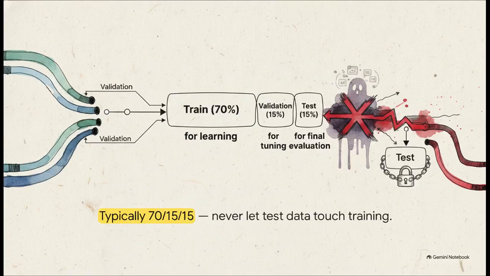Let's dig into that third step just a bit more, the standard 70-15-15 split. You're using 70% of your data for learning, 15% for validation and tuning, and reserving that final 15% strictly for testing. Listen, data leakage is the silent killer of model accuracy here. If your test data ever accidentally touches your training data, your model is essentially cheating on the final exam.